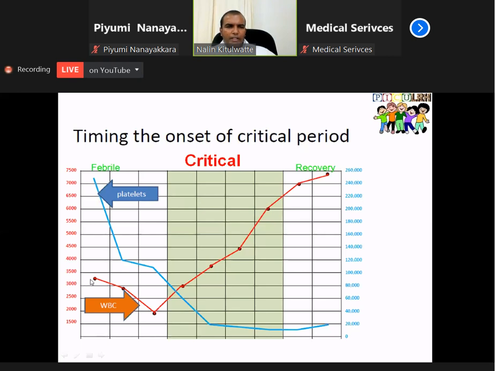Then look at the white cell count graph. White cells initially drop, but when the patient is entering the critical phase, white cells are rising. If you have serial white cell counts, you can say platelets are dropping, white cell count initially dropping but now rising. If you can detect this point, you can easily detect the entry into the critical phase.